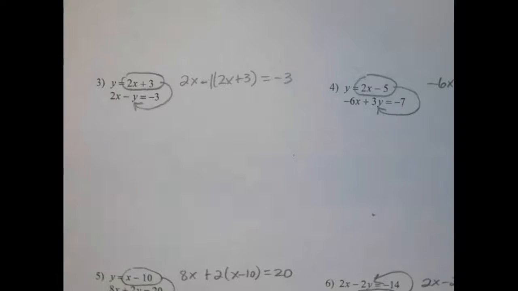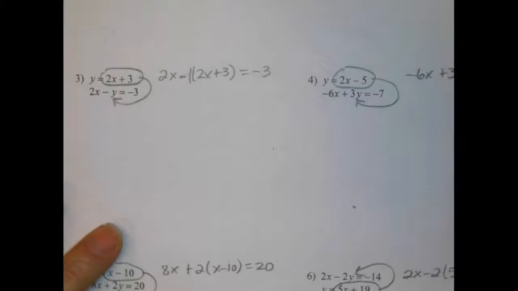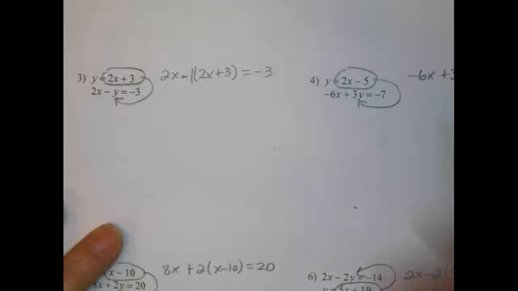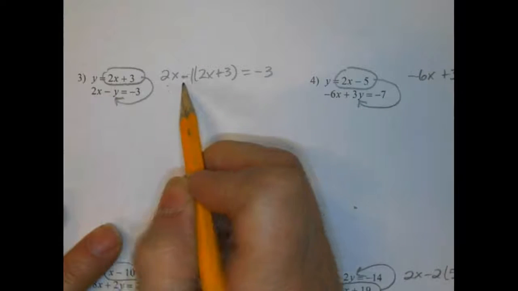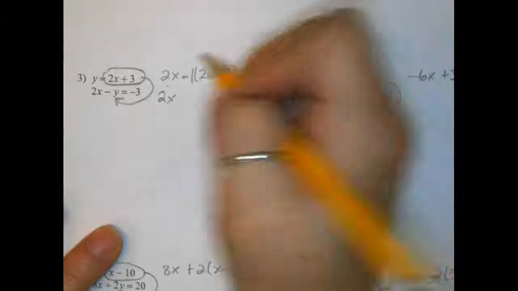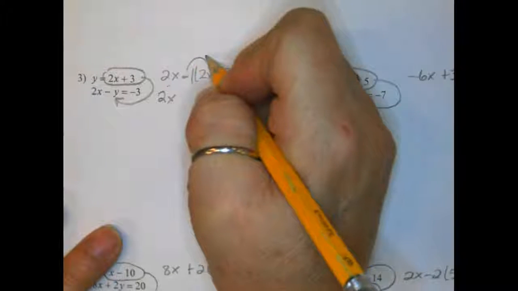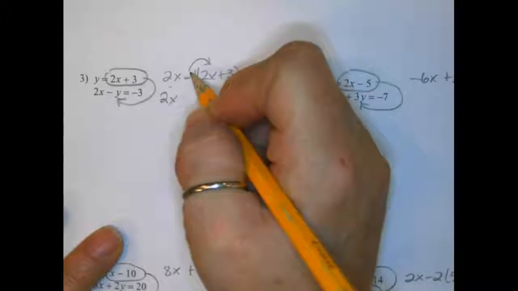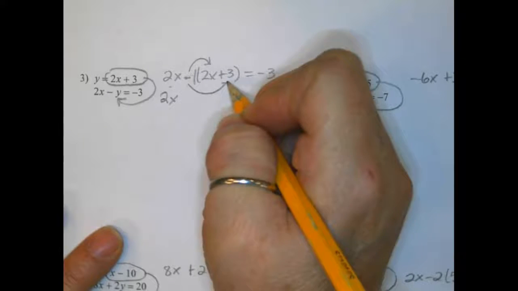So we're going to go back to number 3. We're going to go ahead and multiply this problem out and solve it. Just a refresher of what you've already done, right? So 2x is not going to be involved in my multiplication, so I'm just going to go ahead and bring this down. I'm going to multiply negative 1 times 2x, and then negative 1 times 3.